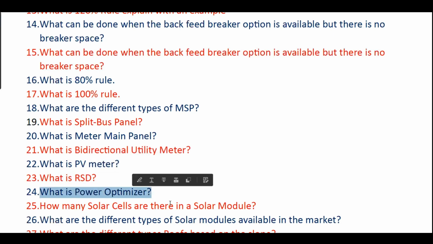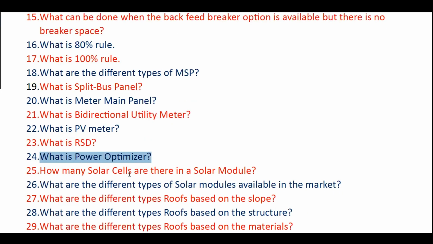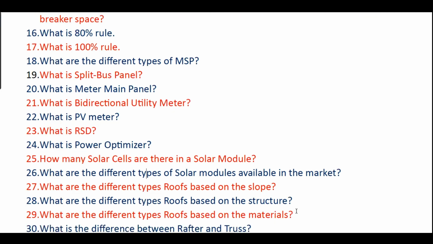What is a power optimizer? How many solar cells are there in a solar module? What are the different types of solar modules available in the market? What are the different types of roofs based on slope? What are the different types of roofs based on structure? And what are the different types of roofs based on materials?